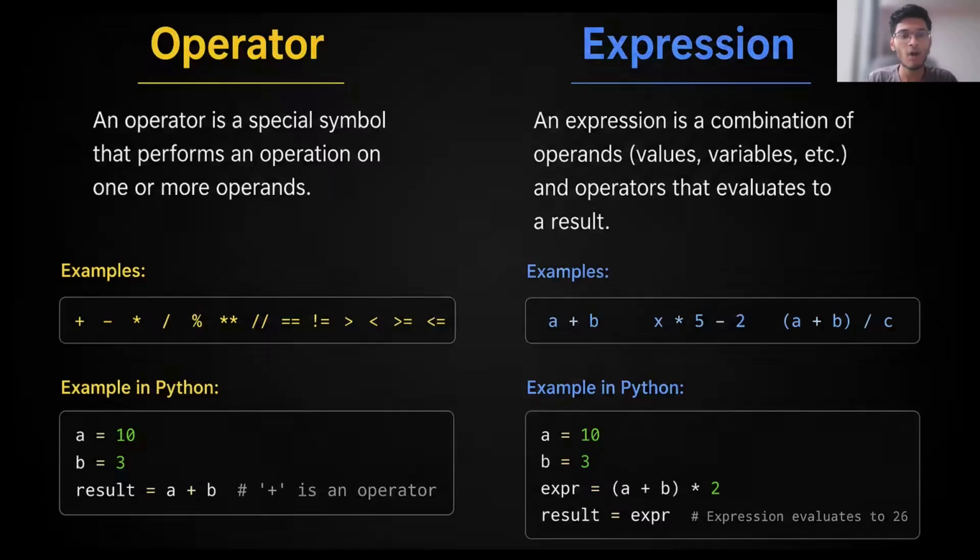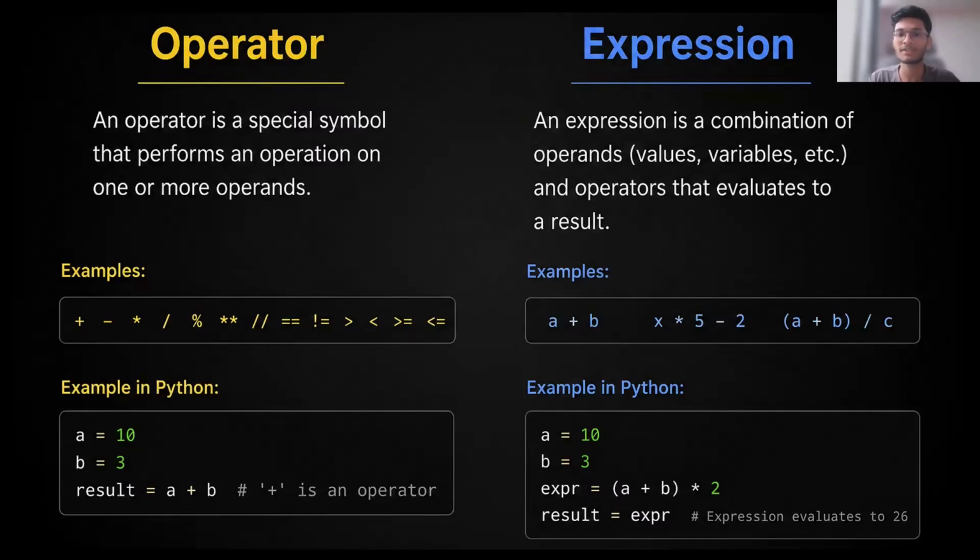So basically, an operator is a special symbol that performs an operation on one or more operands. Examples are addition, subtraction, multiplication, division, modulo division, power, and so on. There are many examples of operators. So if I perform 10 plus 3, then 10 and 3 are my operands, or A and B are my operands, and this plus is an operator.